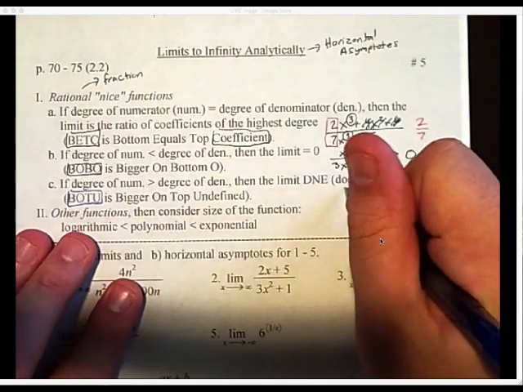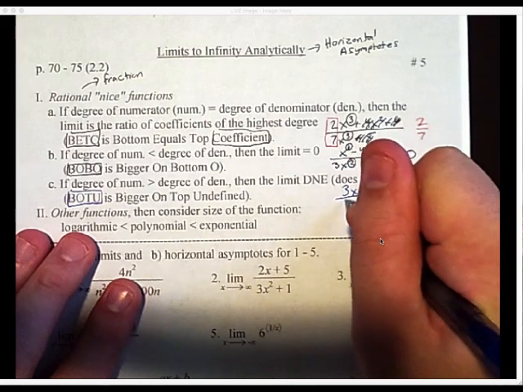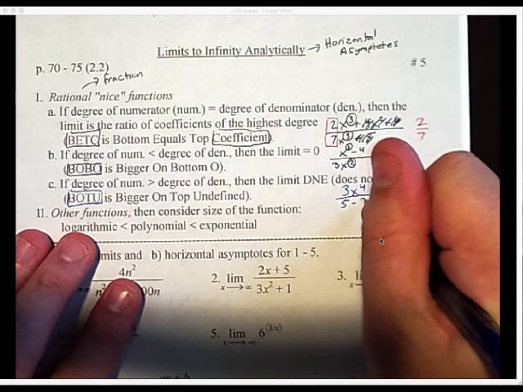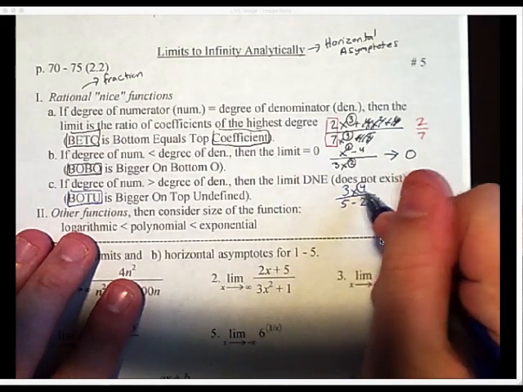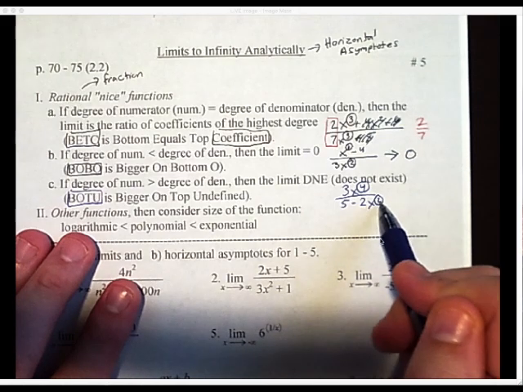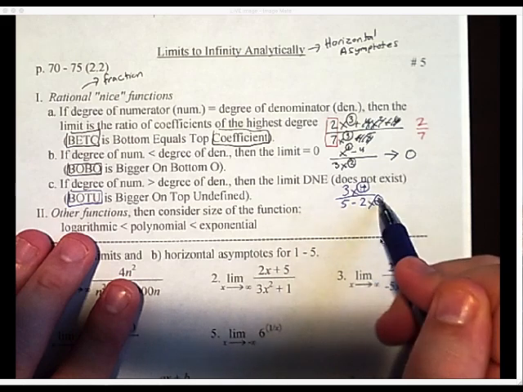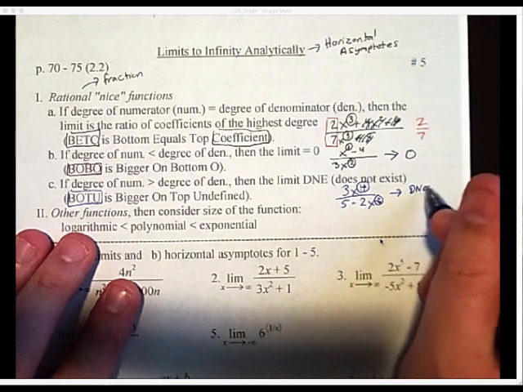An example of that one would be 3x to the fourth over 5 minus 2x squared. The degree of the numerator is 4. The degree of the denominator is 2, because that's the highest power on the variable. So the numerator's degree is bigger, and the limit does not exist.